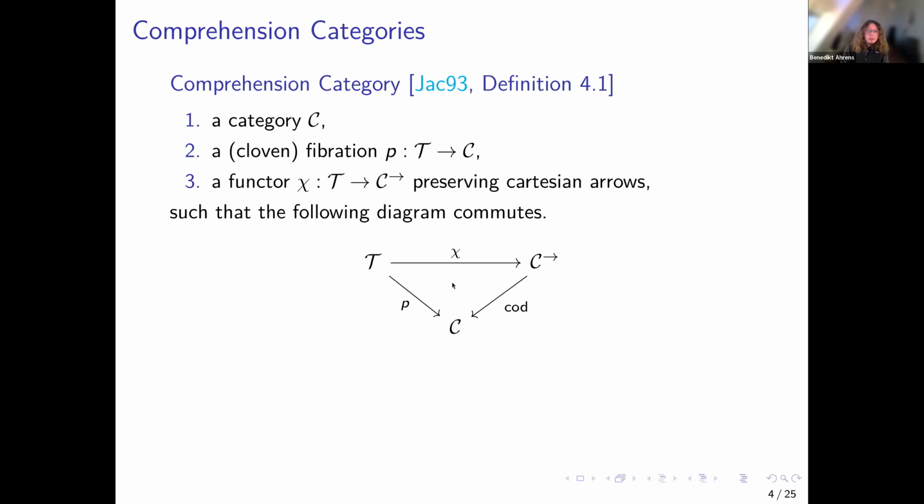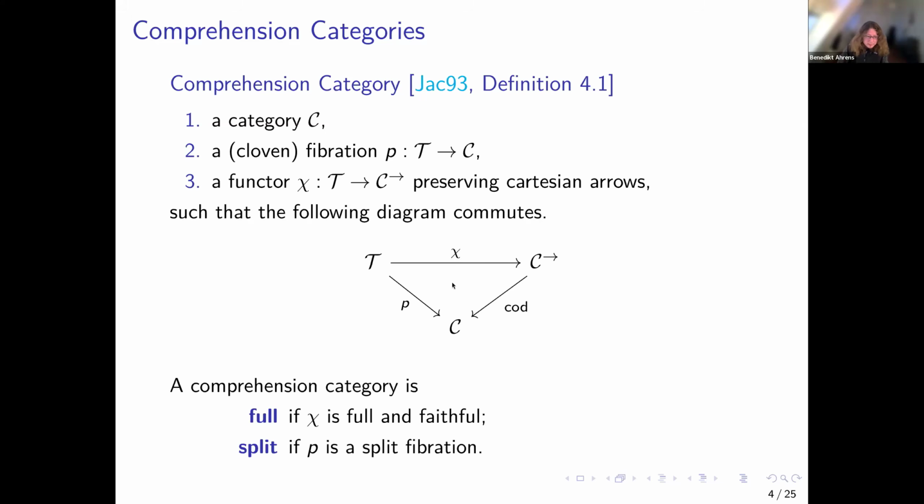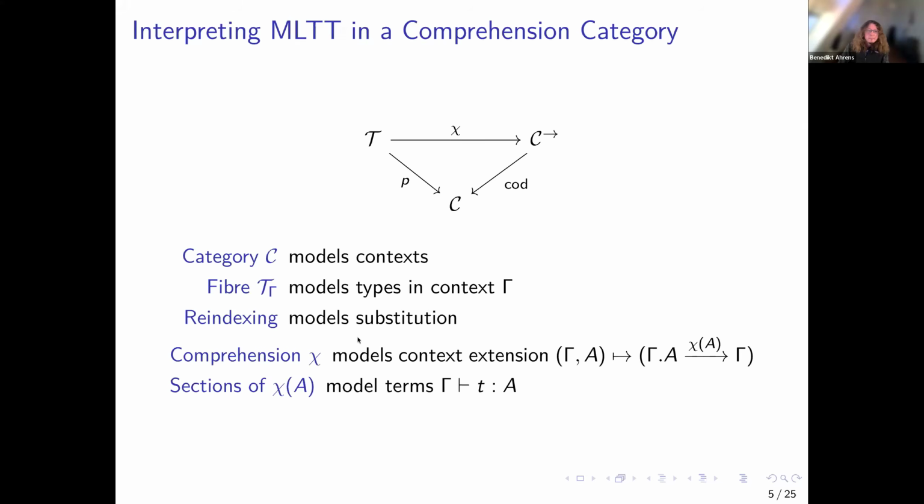How should we think of such a comprehension category? Sorry, I should first mention that a comprehension category is full if this functor χ is fully faithful. This will be important later on. And it's split if P is a split fibration.